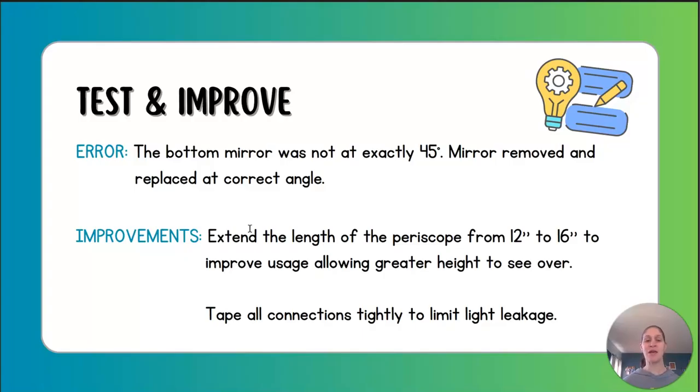2 improvements I did make. I extended my periscope. At first I started at 12 inches and then I made it to 16 inches to increase the height that I could see over. And again, I had to tape all my connections tightly to limit the light leakage so I could see properly.